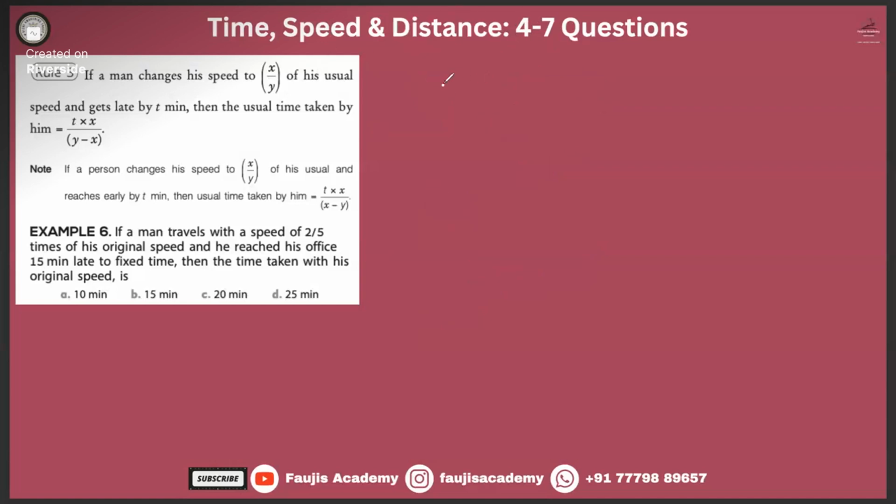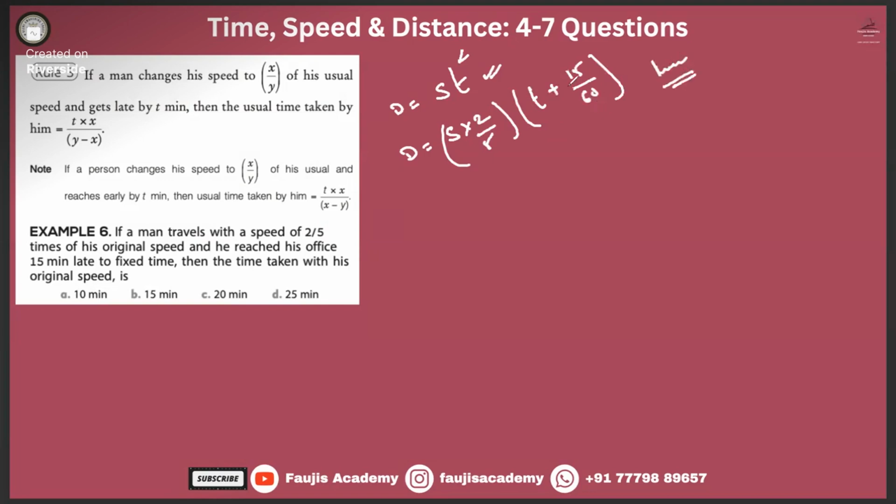We all know distance is equal to speed into time. So D is equal to ST, right? Distance is common; when the speed was S, he used to reach in the time T. But when his speed became 2 by 5 times of it, he became late by 15 minutes. That means T plus 15 by 60. Why am I writing it by 60? Because I'm turning it into hours.